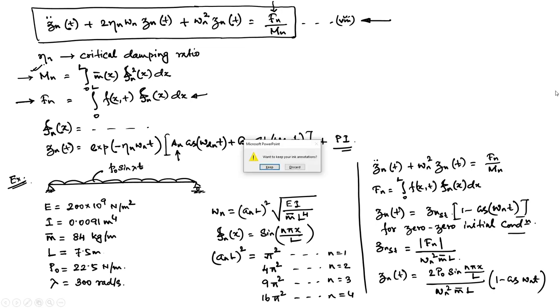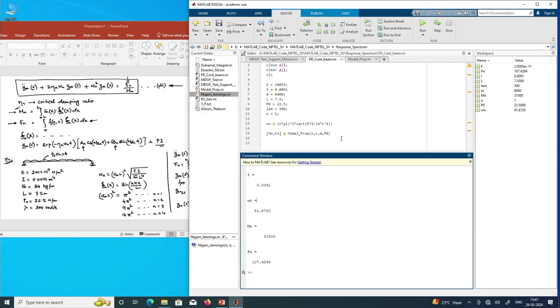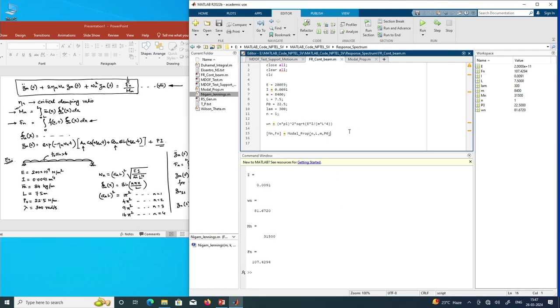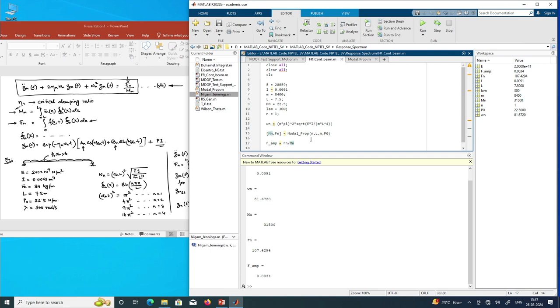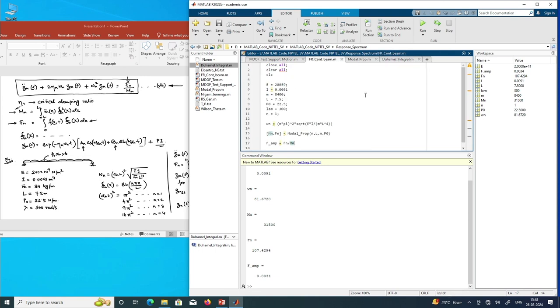So, what we can do now is obtain this, where the amplitude is equal to F n divided by M n, right. That is the amplitude of the force, and then we can find the solution in closed form, or we can also find the solution using any other method, for example the Duhamel integral. This is what we did earlier, so we can also use this expression to find the solution.